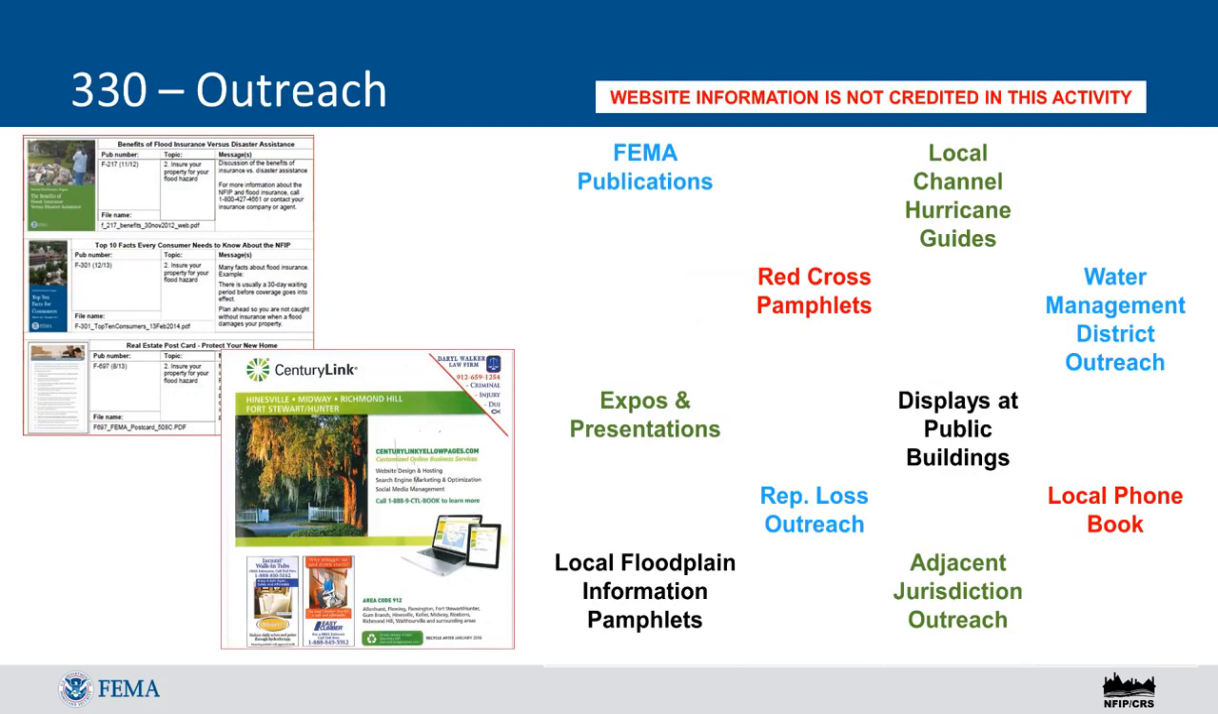Activity 330 is outreach. All kinds of outreach that goes to any audience is creditable under CRS, as long as it covers at least one of the 6 topics. Just make sure you tell us how often it goes out, who the audience is, and show us a marked up copy of your outreach projects showing where the topics are covered.